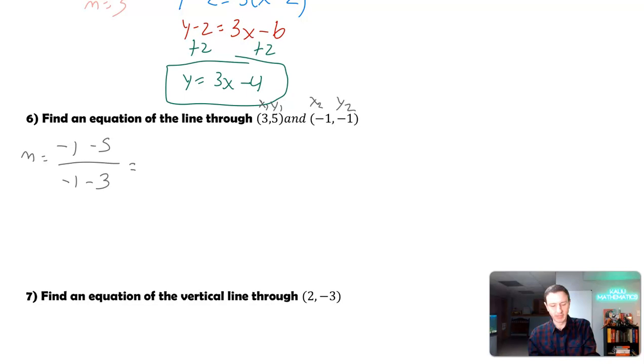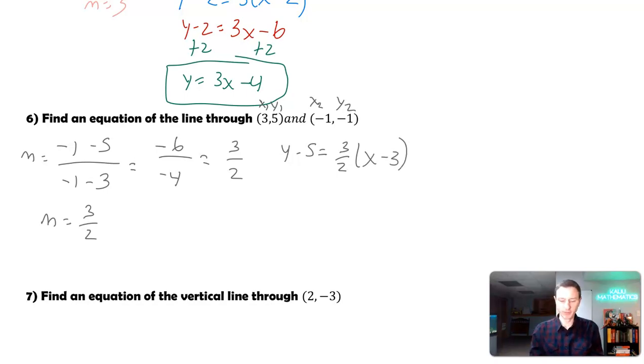So the top, negative 1 minus 5 is negative 6. Negative 1 minus 3 is negative 4. So two things happen here. Negative over negative becomes a positive. 6 over 4 simplifies down to 3 halves. 2 goes into 6 3 times. 2 goes into 4 2 times. So our slope here is 3 halves. We have to take that slope and plug it into point slope now. So y minus y1 equals the slope of 3 halves times x minus the x1.